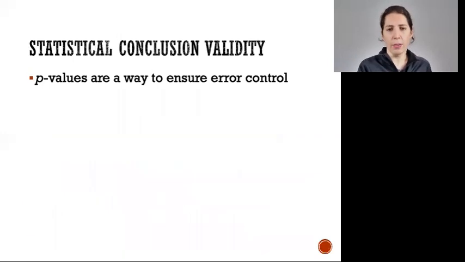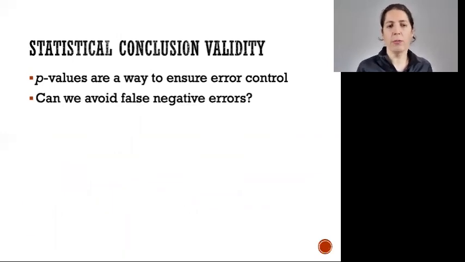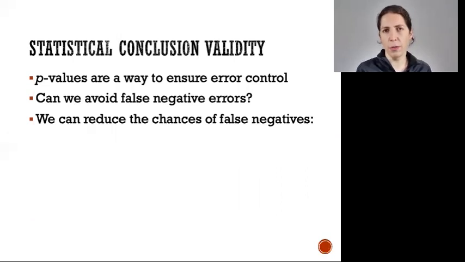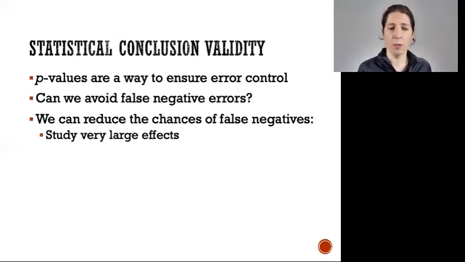Okay, so that's false positives. What about false negatives? How do we avoid taking too high of a risk of making a false negative error. So we can reduce the chances of false negatives in a few different ways. One is by just studying really large effects. If the effect you're studying is very, very large, you're less likely to miss it, right?